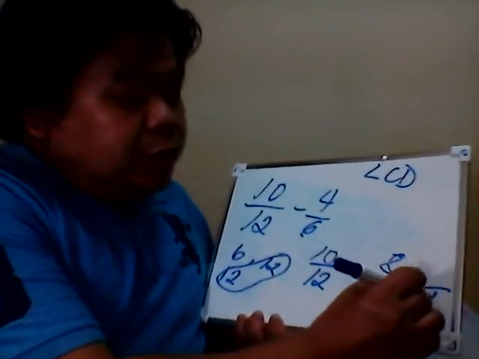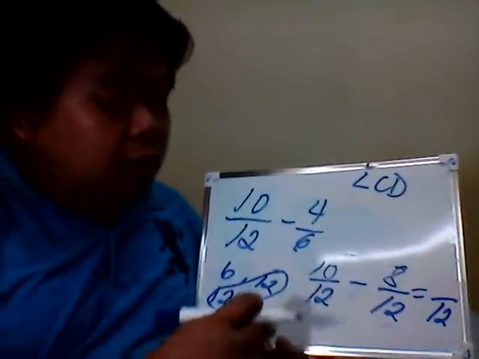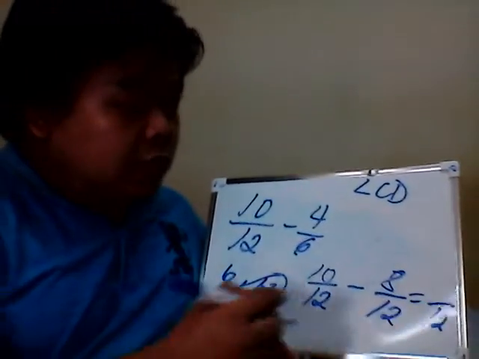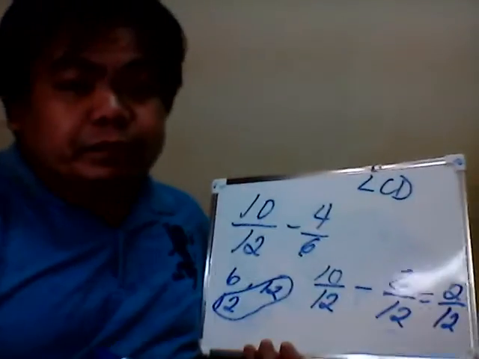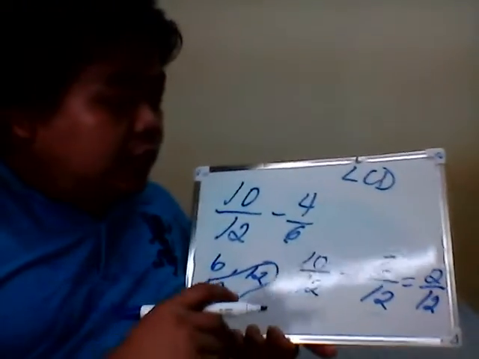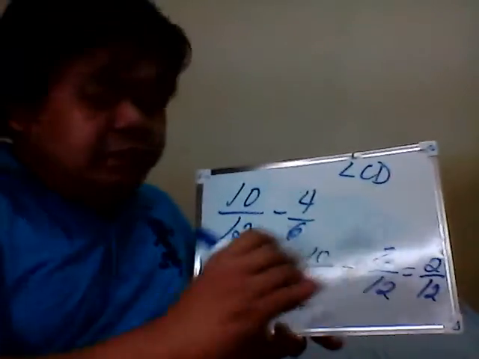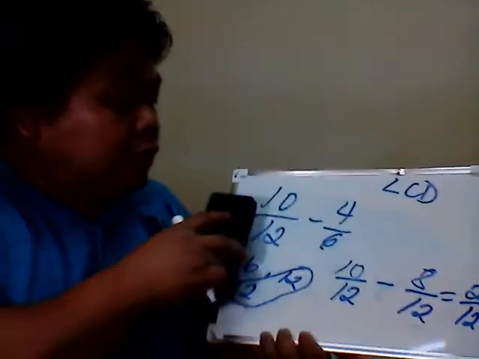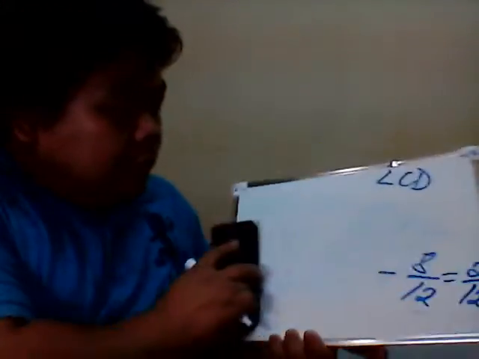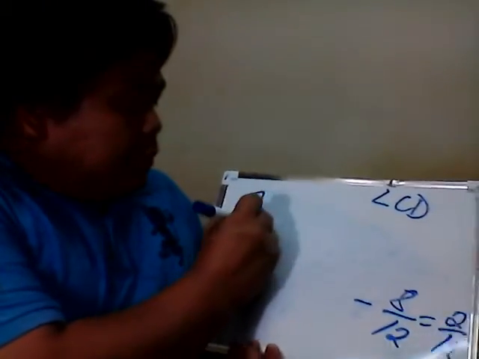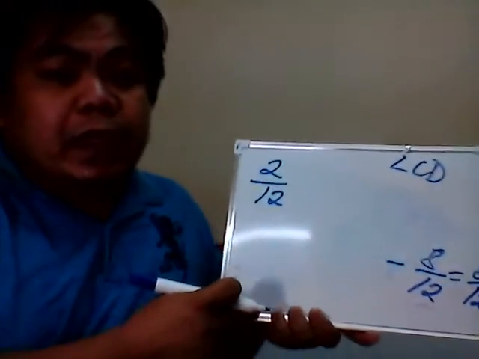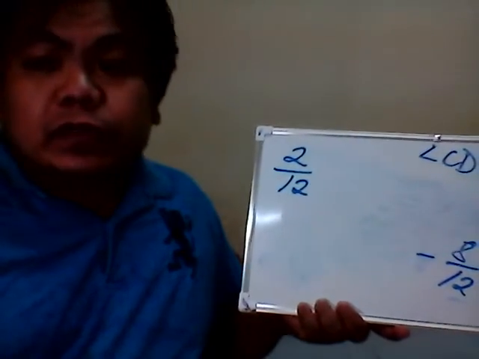So we could proceed now in subtracting the fractions. Just copy the denominator and subtract the numerators. So 10 minus 8 is 2. Okay? So in this case, 2/12 is not yet in lowest term. Okay? So 2/12, we could still simplify our answer, which is 2/12.